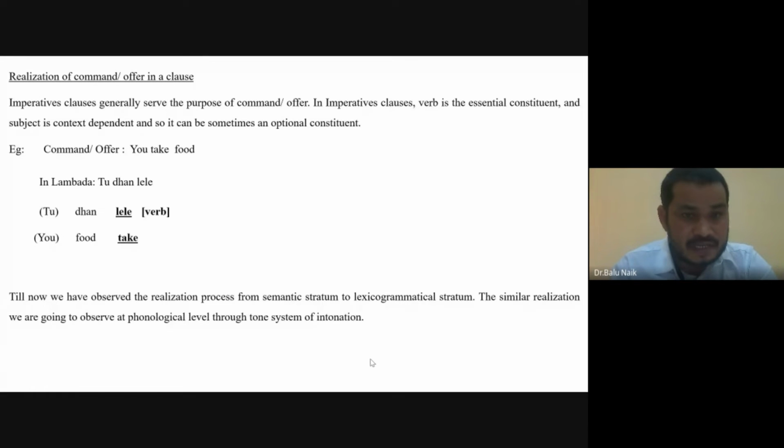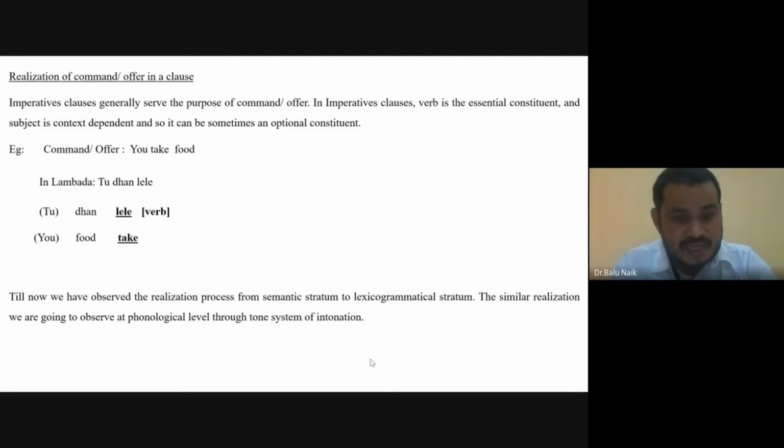Realization of command and offer in the language. The imperative class generally serves the purpose of command or offer. In the imperative class, the verb is the essential constituent and the subject depends on context, so it can sometimes be an optional constituent. Subject is optional, verb is compulsory. Example: you take food. In Lambada, tu dhan le le. Tu is optional. Dhan lele, you food take.